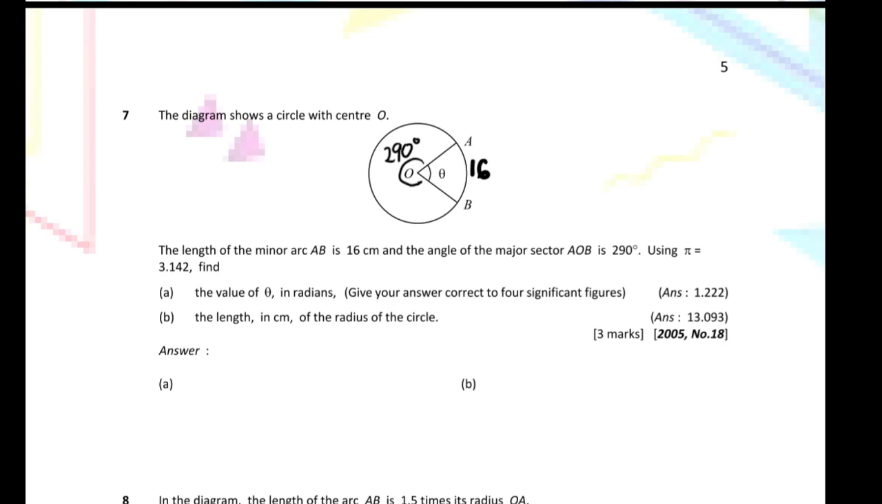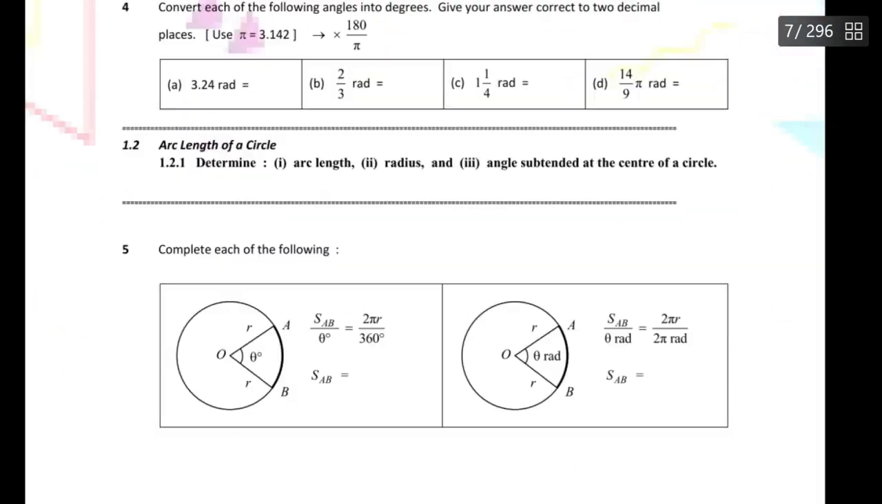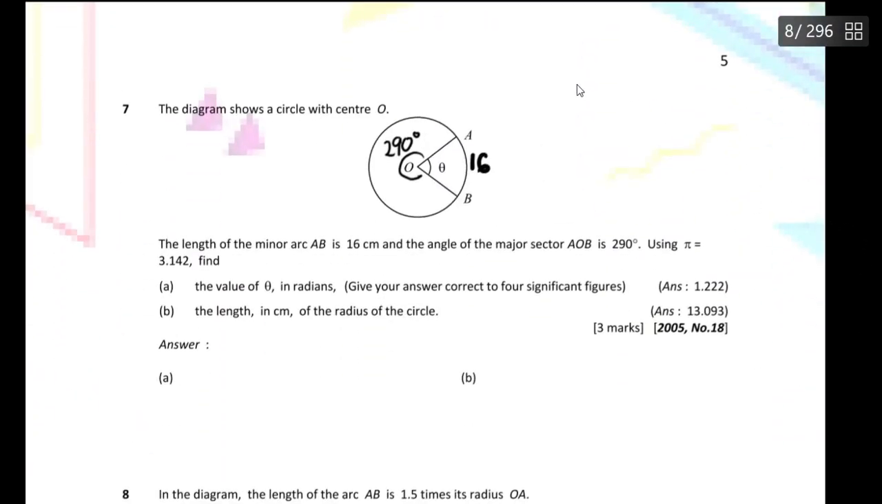Here you must always remember to use the correct concept, because you should know by now all the formulas. Teacher's just going to write down the formulas here: S equals r theta, and 1 over 2 r squared theta. What is each used for? Is there anything that we need to use here actually? No need, right? We can straight away find theta using the 290, because the 290 is already given. So it's going to be easy for us.